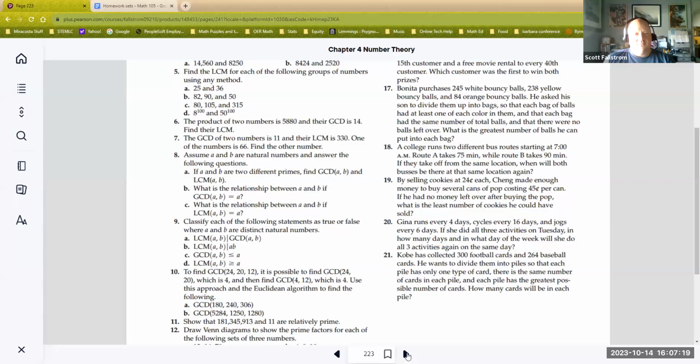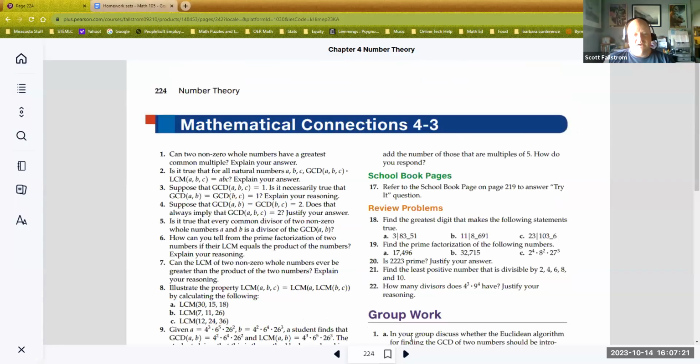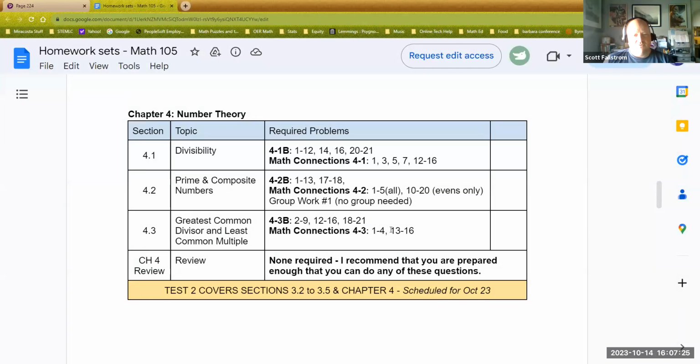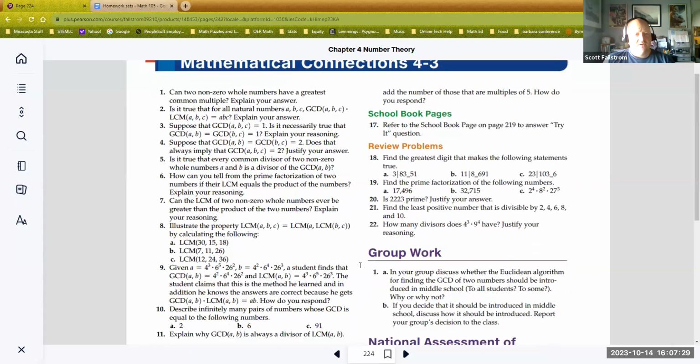Hello, students. I'm getting into the mathematical connections. There's not a ton of math connections here, so I'm having you do a block from 1 through 4 and 13 through 16.